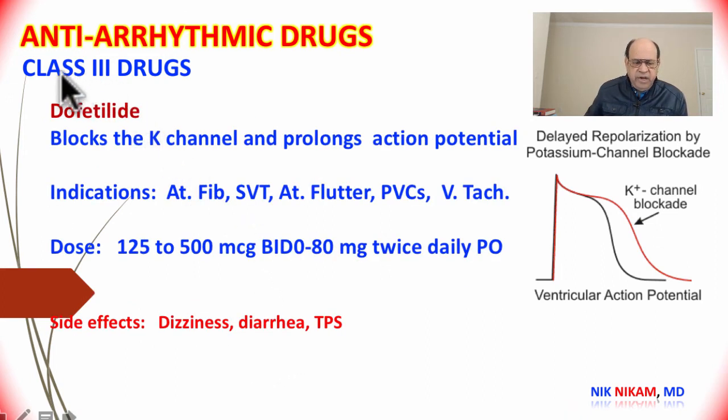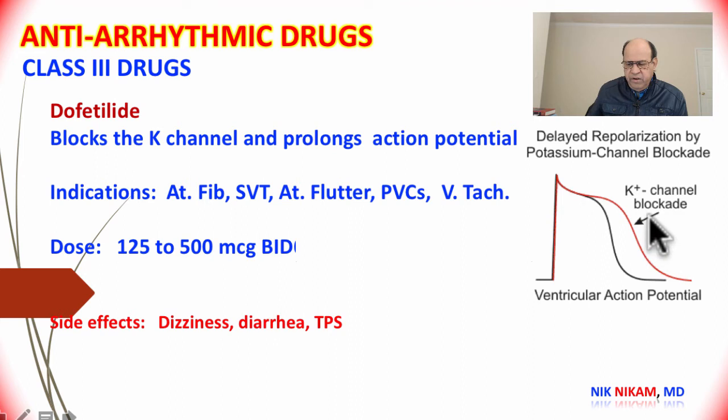The next drug in the class 3 group is Ibutilide, which again blocks the potassium channel and prolongs phase 3 of the action potential. It's indicated just like Sotalol in patients with PVCs, ventricular tachycardia more often, and it can also be used in patients with atrial fibrillation. The dose ranges from 125 to 500 micrograms twice daily. The side effects include dizziness, diarrhea, and possible torsade.